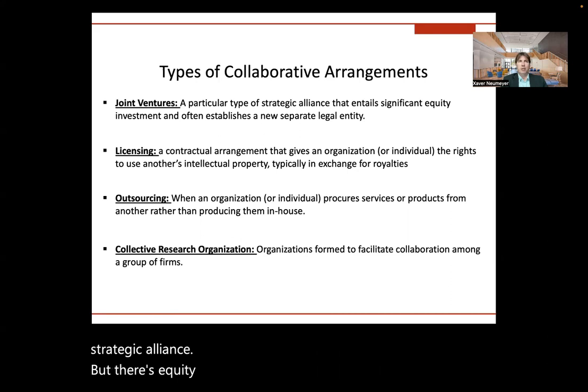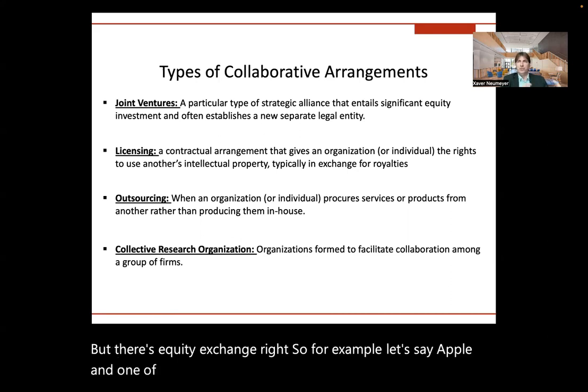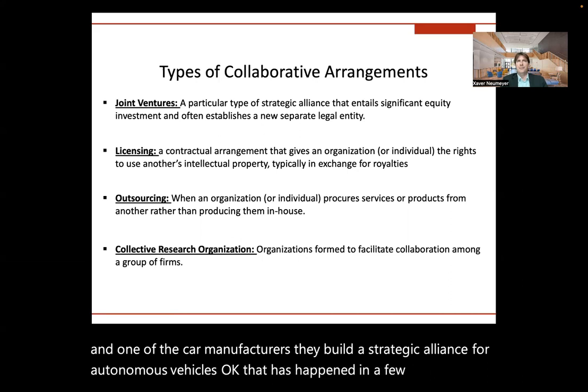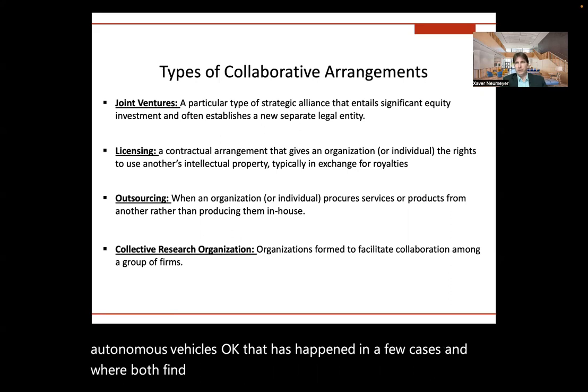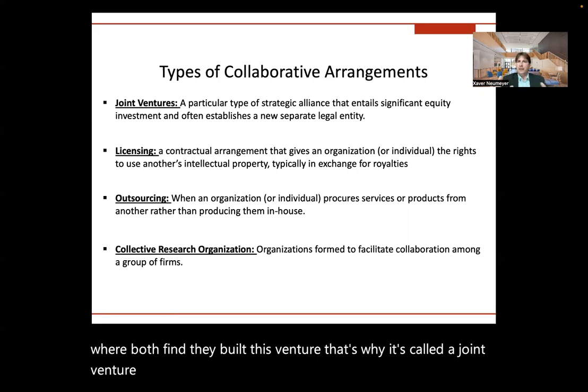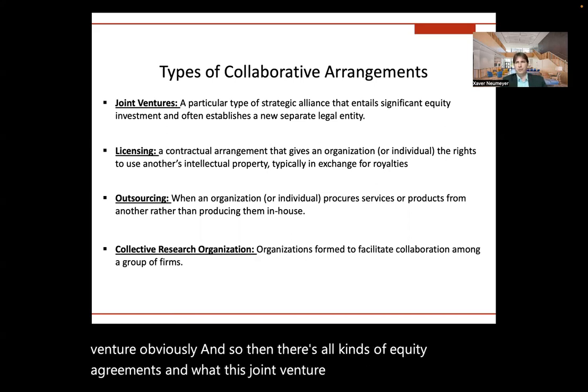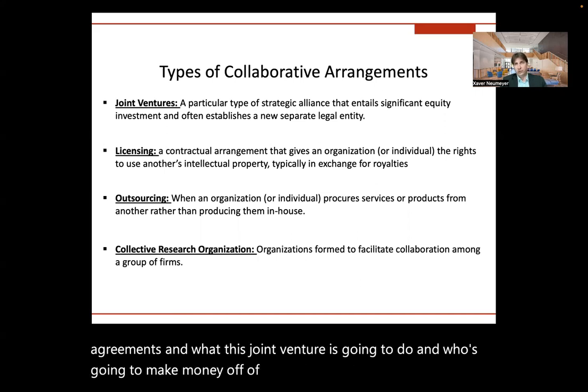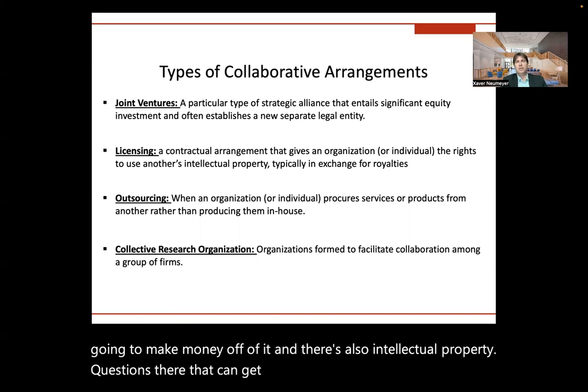So for example, let's say Apple and one of the car manufacturers, they build a strategic alliance for autonomous vehicles, okay? That has happened in a few cases. And where both build this venture, that's why it's called a joint venture, obviously. And so then there's all kinds of equity agreements and what this joint venture is going to do and who's going to make money off of it. And there's also intellectual property questions there that can get very complex, right?